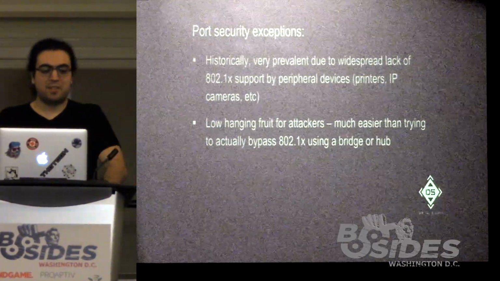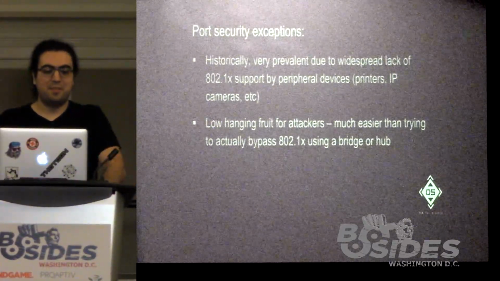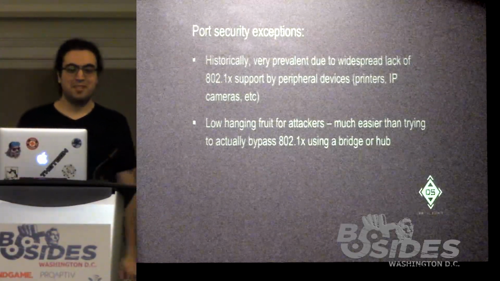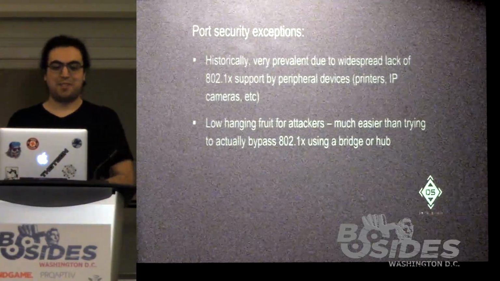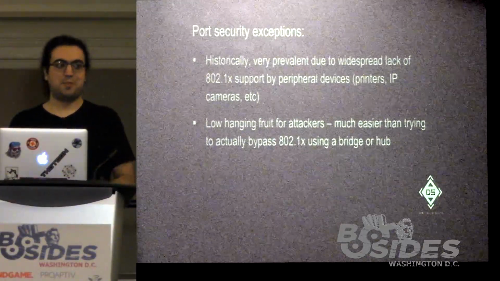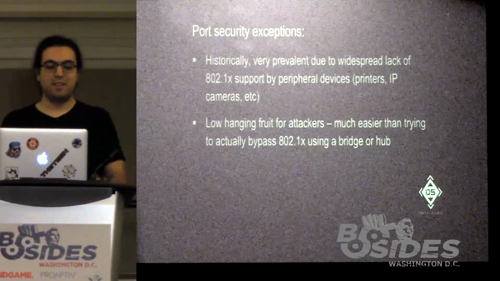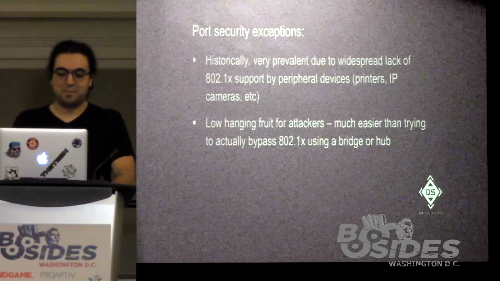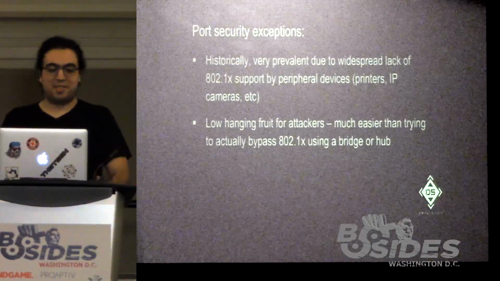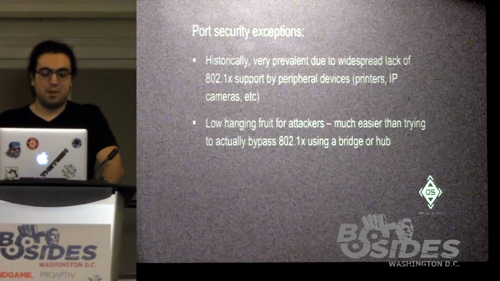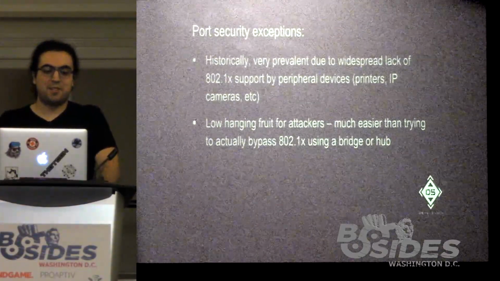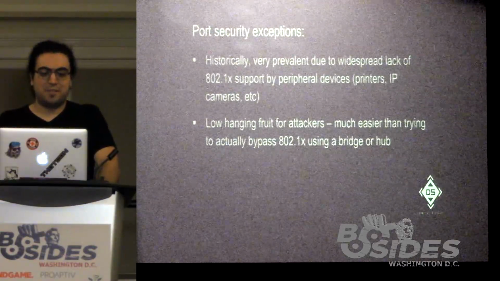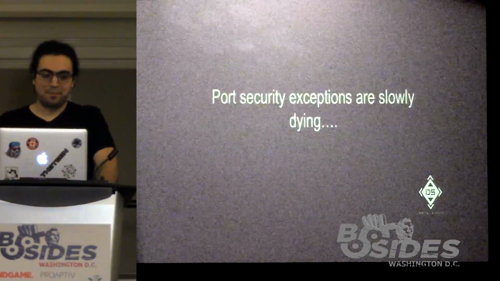Historically, these port security exceptions have been very prevalent, and this is due to the widespread lack of 802.1X support by peripheral devices. Rolling out 802.1X is one thing. Rolling out 802.1X when you have to connect a multifunction printer or IP cameras to your network is another, because they traditionally have had pretty poor support for 802.1X. These port security exceptions have historically created pretty low-hanging fruit for attackers. It's much easier to simply spoof a MAC address than it is to bypass 802.1X using a bridge or a hub.